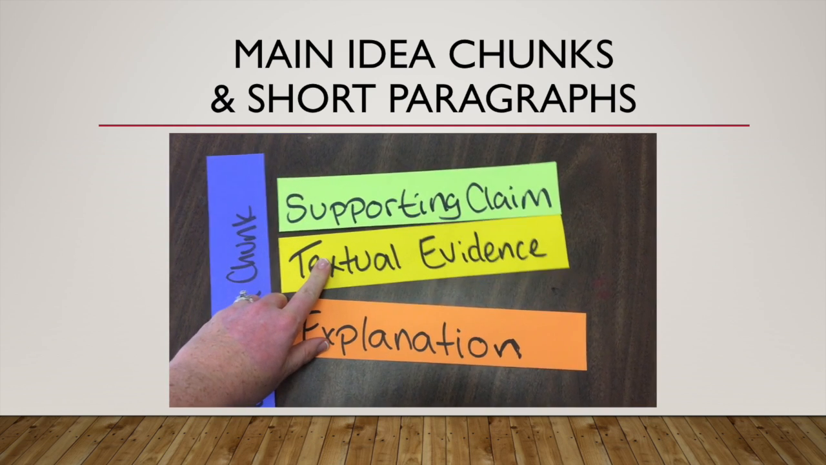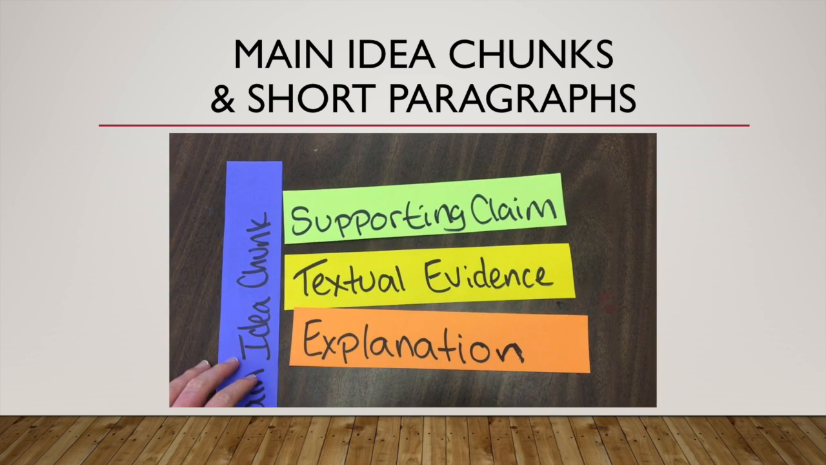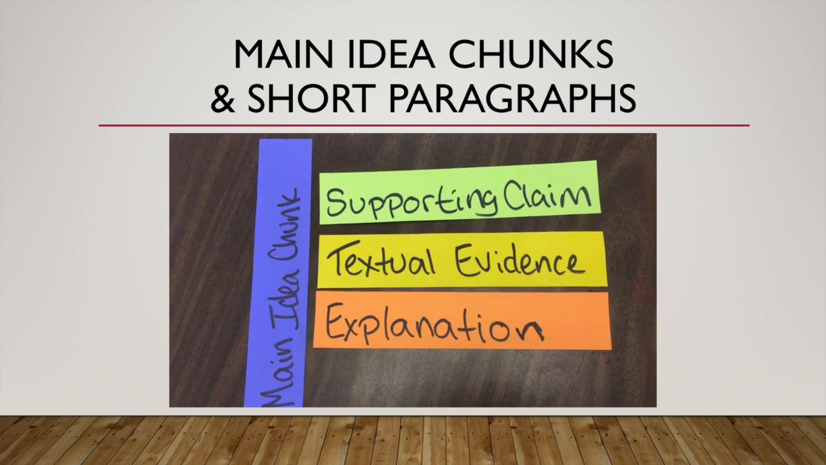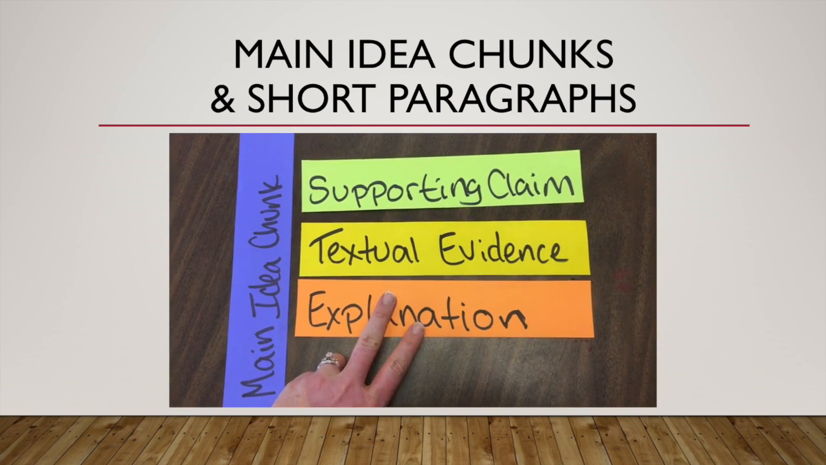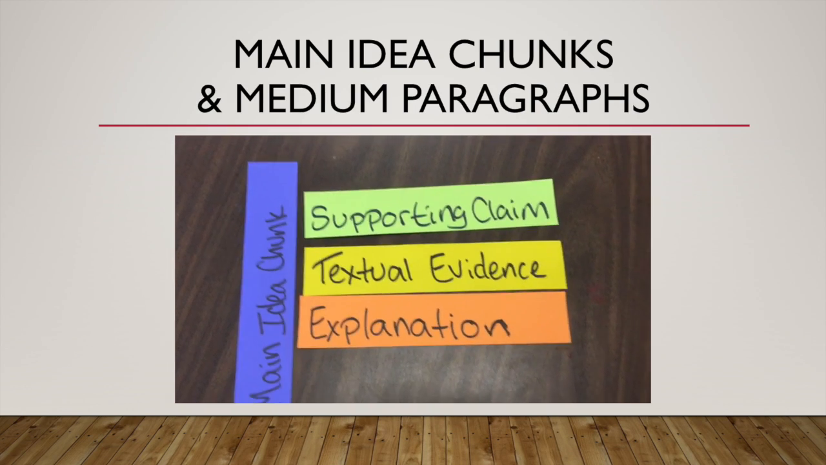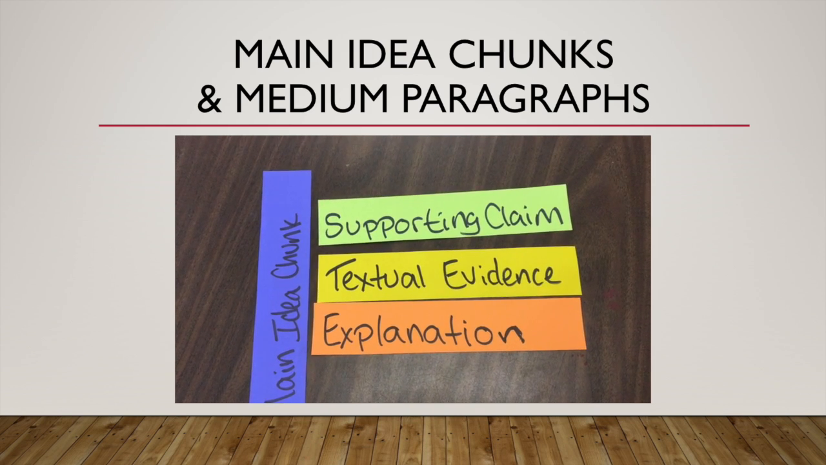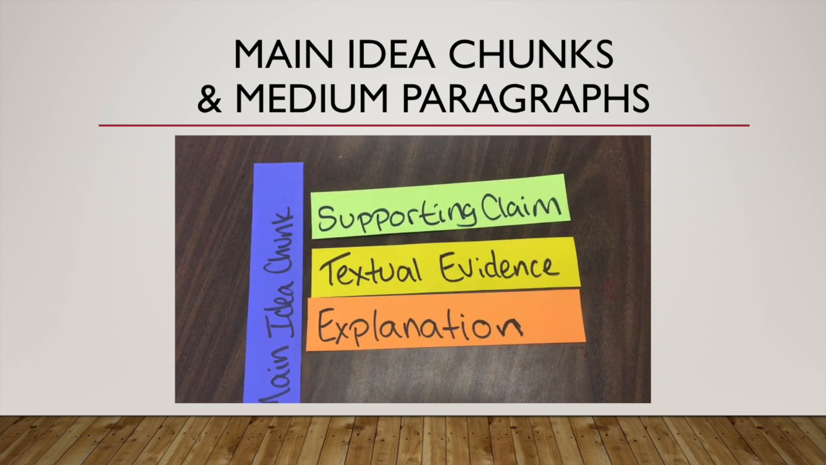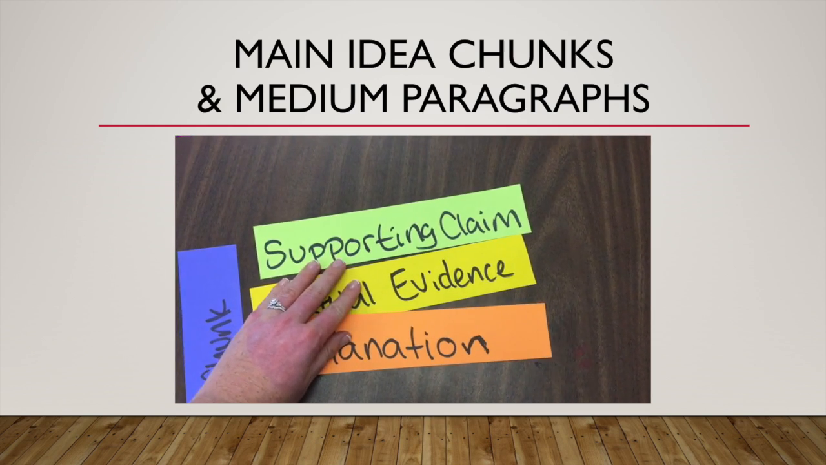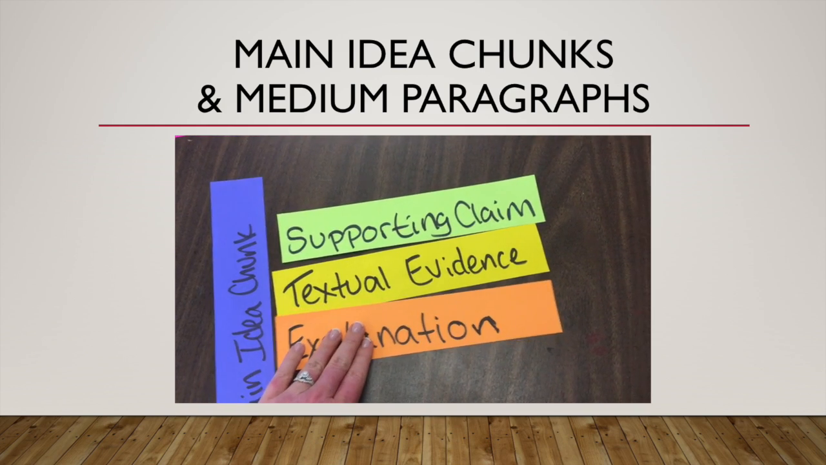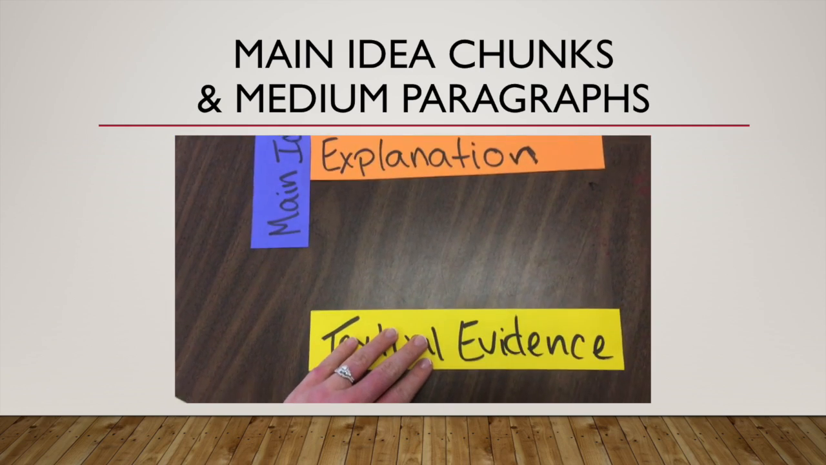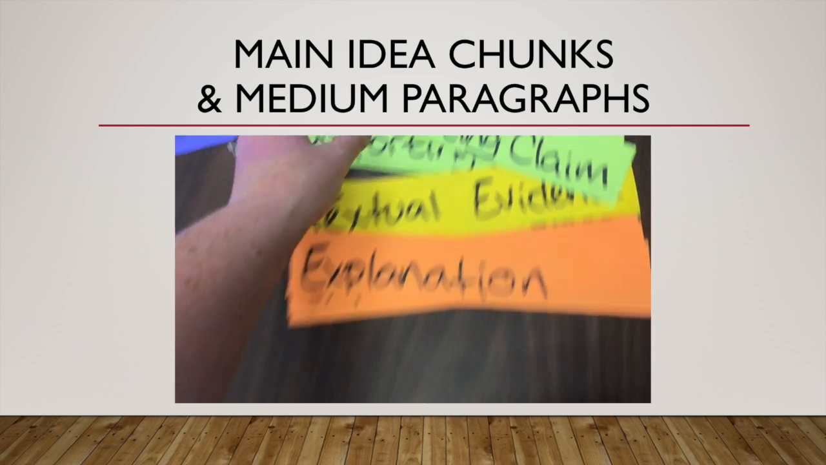However, you're rarely expected at this point in your high school career to just have one piece of textual evidence. So normally I ask you for 2 pieces of textual evidence. If you need to write a paragraph with 2 pieces of evidence, that would be a medium-sized paragraph. So in this case, you need to have 2 main idea chunks because you need another piece of evidence, which dictates that you have another main idea chunk.